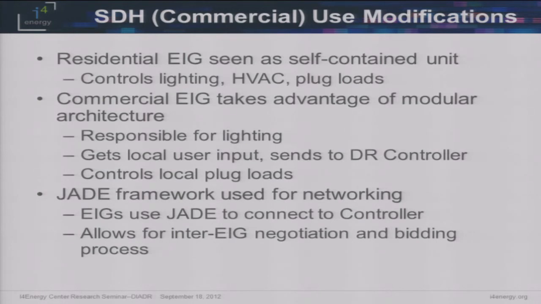So we have done some modifications to use the residential gateway in the commercial setting. In the residential gateway, we assume that the gateway will control lighting, HVAC, and plug loads. However, in the commercial case, we say that it will only control plug loads. So we take advantage of the gateway's modular architecture, and we say that it's only responsible for plug loads. The gateway will obtain local user input from the occupants, and it sends this to a central controller. The gateway also will only control plug loads.